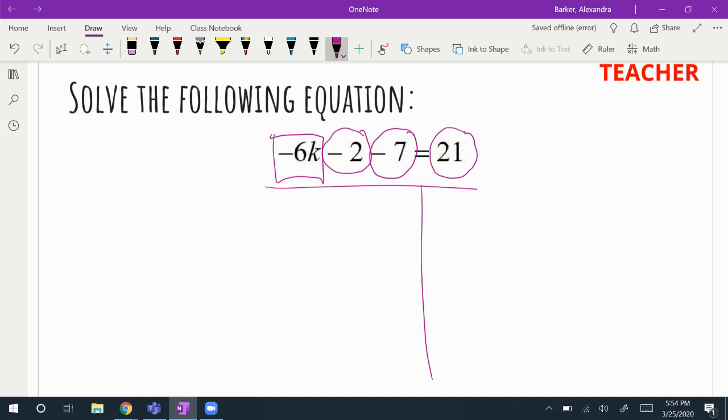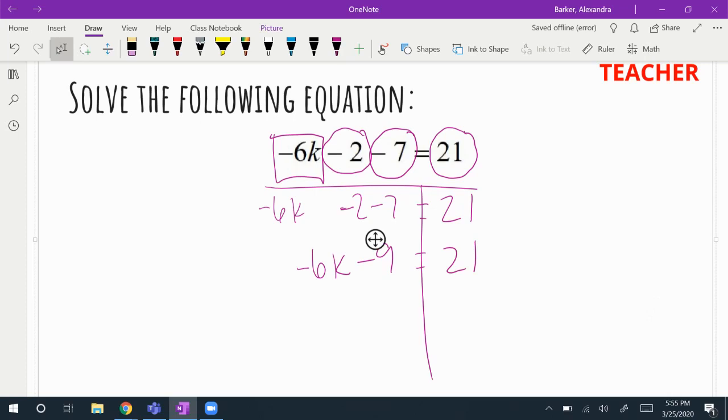So I'm going to combine these together. All right, so the very first thing I'm going to look at, I just get to keep this negative 6k by itself, and then I need to combine this negative 2 with this negative 7, so negative 2 minus 7 right here, and that's equal to 21. I highly recommend you put this in your calculator. Those negatives are so tricky. Just put it in your calculator, okay? And you should get negative 2 minus 7 should end up giving you negative 9. So we're left with negative 6k minus 9 equals 21, okay?